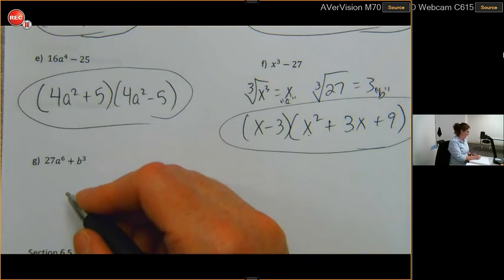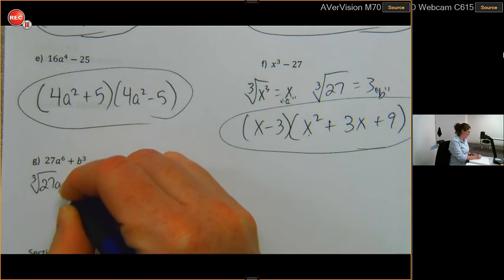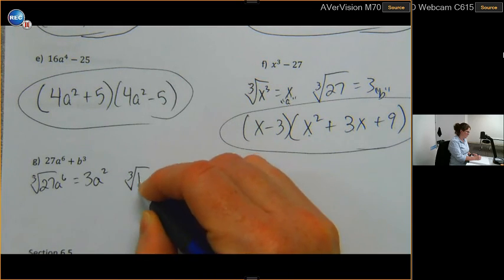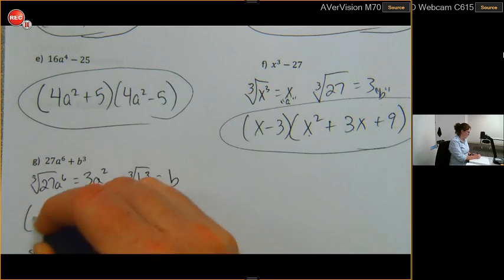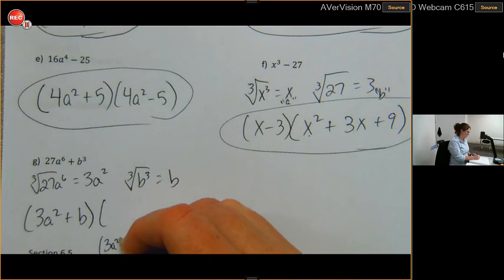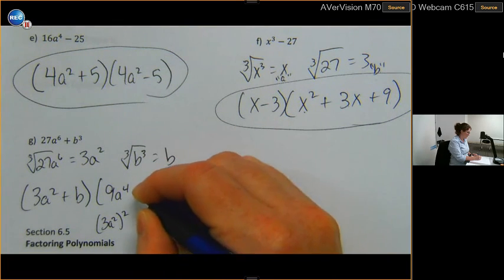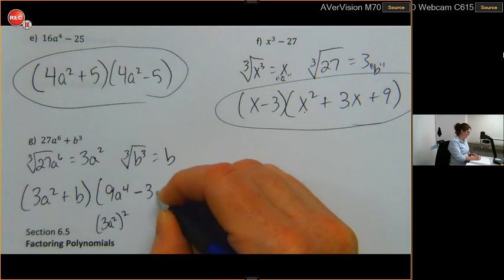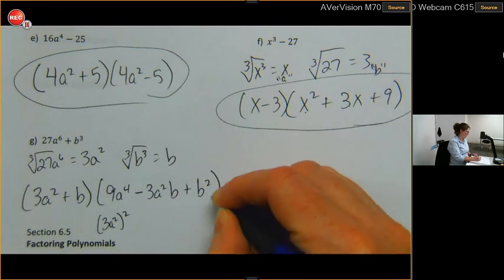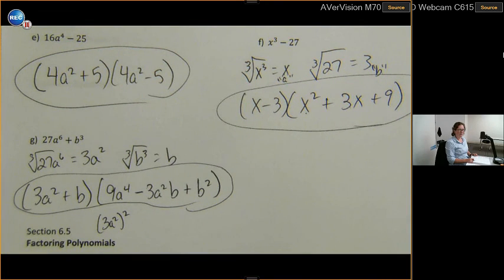Part G, cubes pattern again. So we have the cube root of 27a to the 6th is 3a squared. And the cube root of b cubed is b. So I have 3a squared plus b. And then what I'm going to do is take 3a squared and square it. So it's going to be 9a to the 4th minus. Then I'm going to take 3a squared and multiply it with b. Always positive, b squared. So that was a quick review of the different types of factoring.